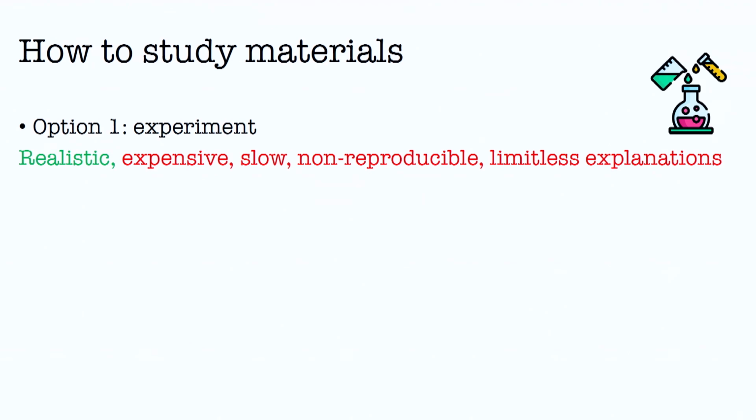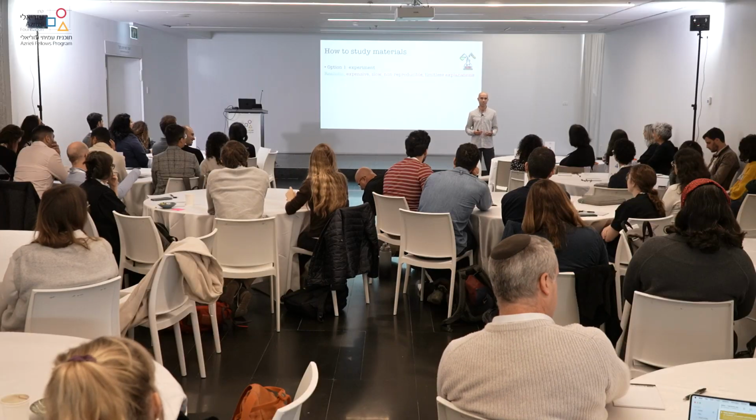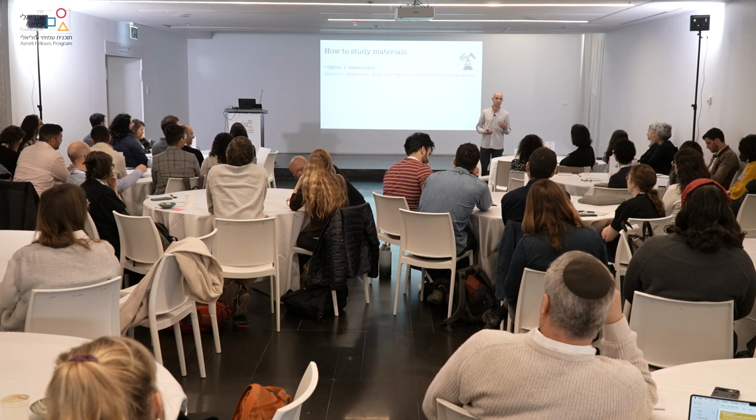So there are two main ways to study materials: experiment and theory. The first one is doing an experiment, where you make your material, you measure it using various experimental techniques, and then you analyze the readings you get, trying to understand the origin of your results.